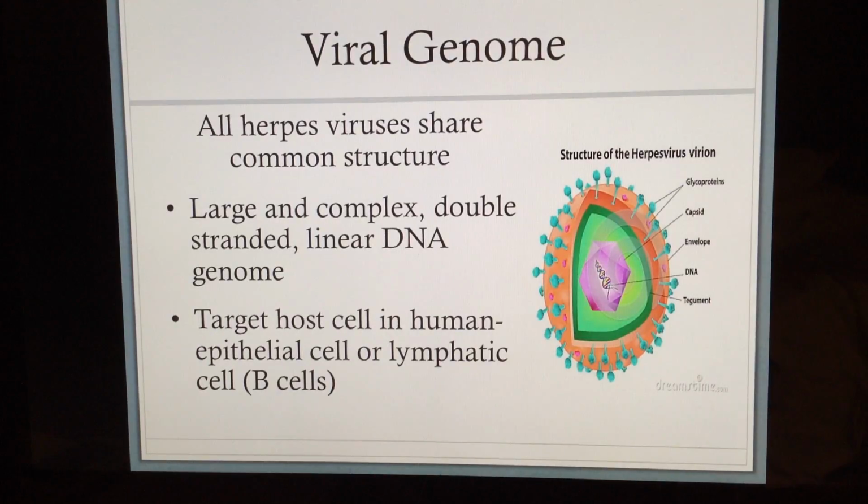Here's the viral genome. All herpes viruses share the same common structure. There's a picture on the right side of the structure of the herpes virus. It's a large and complex structure. It's double-stranded and containing DNA. Its target in the host is the cell of the human. It's the epithelial cell or the lymphatic cell, which is the B cells.